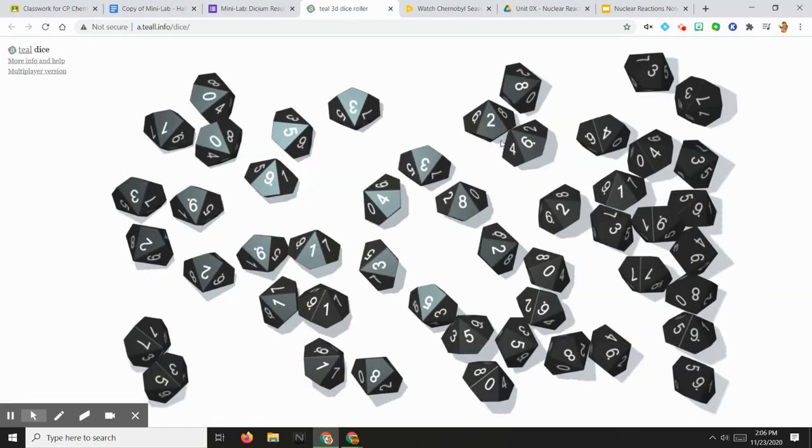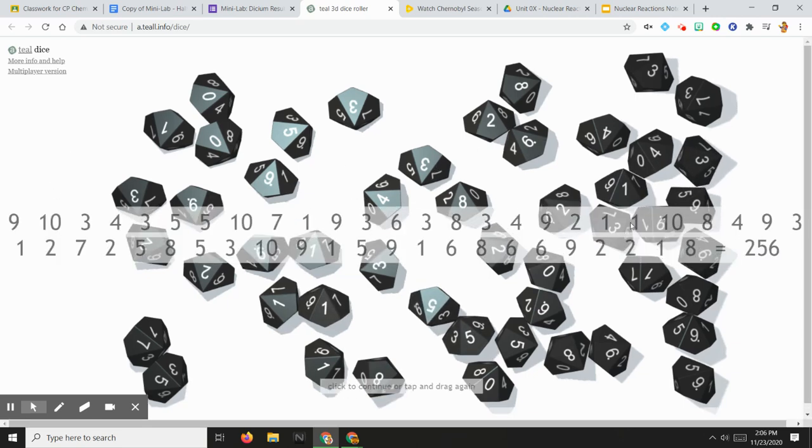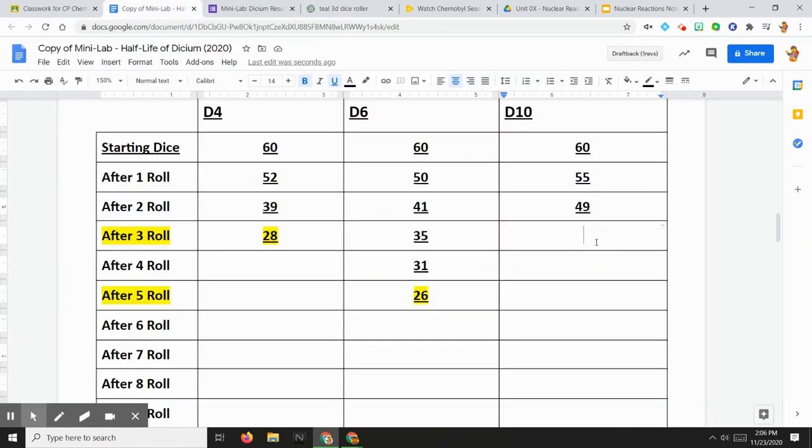I roll again. Should go quicker now as I start to eliminate these dice. 1, 2, 3, 4, 5, 6, 7 dice. Okay, 7 dice are eliminated, so that means we've got 42 left.